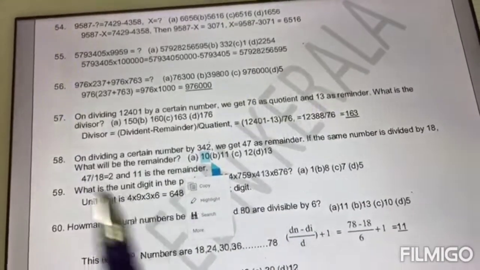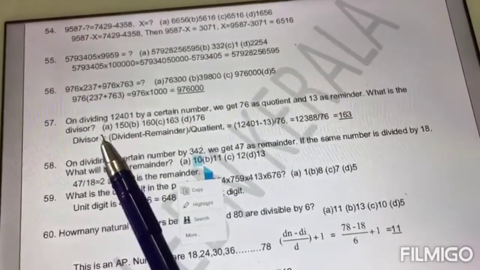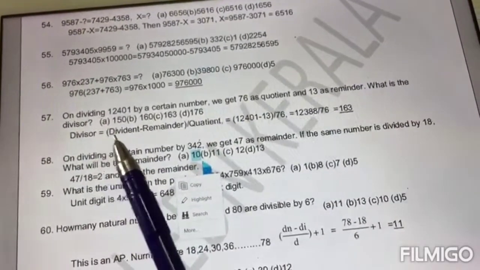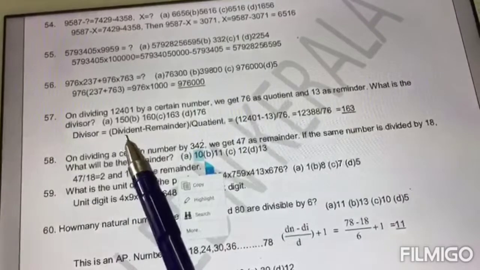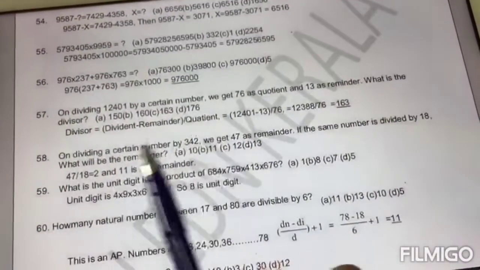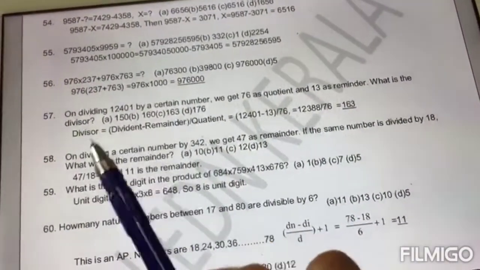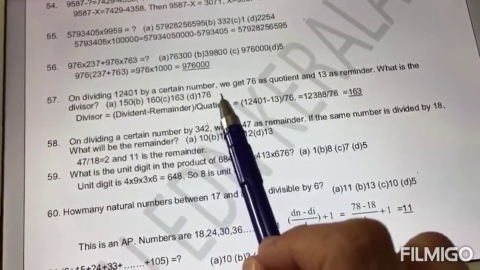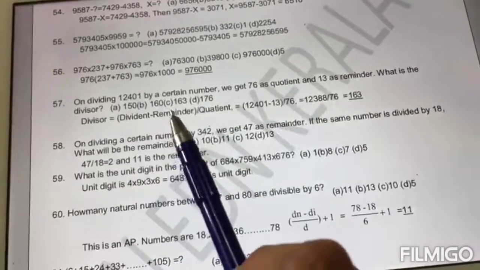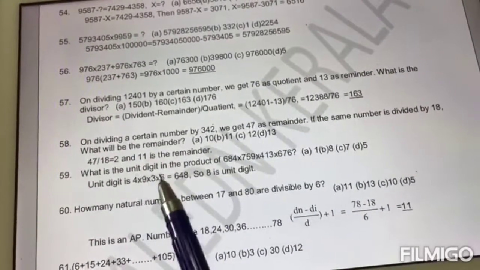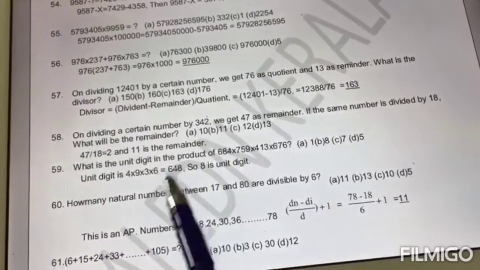All right. Now 57. Remember we talked about the formula of finding the dividend in a given term. Dividend is equal to divisor into quotient plus remainder. This is the same thing, but they've written it differently. You have to simply apply the formula here in this case and you'll get this answer. So I'm not going to do this. 58 is similar to 26, so you can do it by yourself. 59 also we have done, but let's do it again.